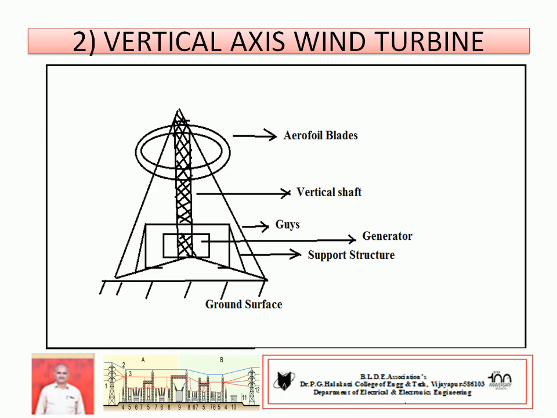So all generating units, generators and gearbox, are placed at the bottom, that is, near the earth or on the earth. Hence this problem is also overcome. Then guides are used to support the wind generation power plant, and some supporting structure is also required. Hence a small amount of power can be generated.